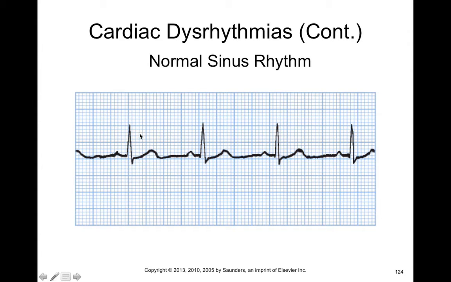In fact, if we wanted to calculate this individual's heart rate just by looking at the standard ECG strip, what we find is that there's 1, 2, 3, 4, approximately 4 large squares between each of these QRS peaks. So if we take 300 divided by 4, that's 75 beats per minute. And that gives us an estimate of what their heart rate would be.